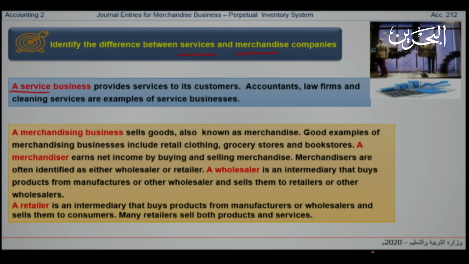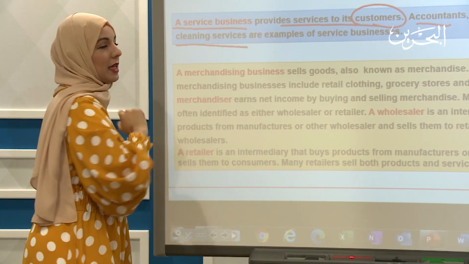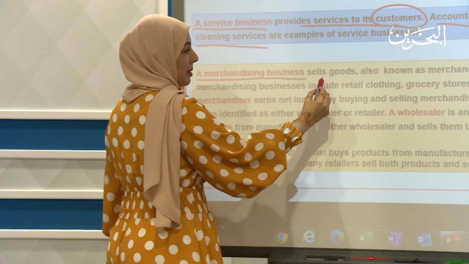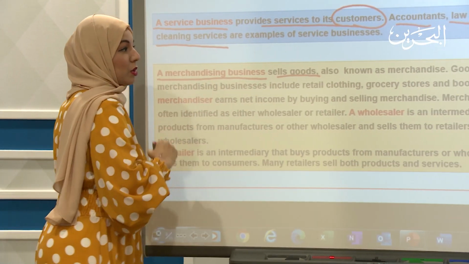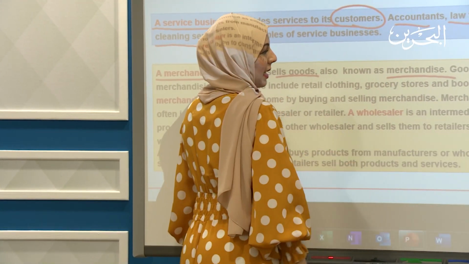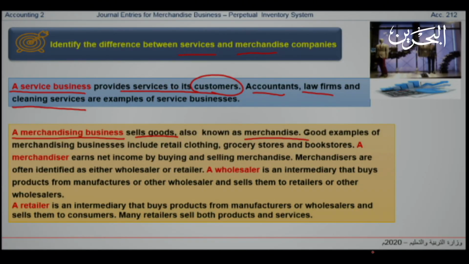Firstly, what's the meaning of service business? It's a business that provides a service to the customer. Let us take an example for that. We have the accountant, law firm, and also the cleaning service. Secondly, the merchandising business. What's the meaning of the merchandising business? It's a business that sells goods to a customer. It's also known as the merchandise. For example, we have retail, clothing, grocery stores, and bookstores. These are examples of the merchandise business.